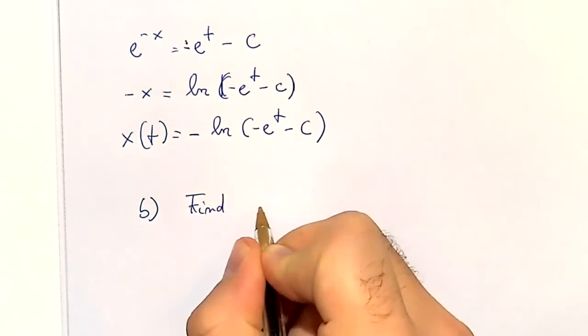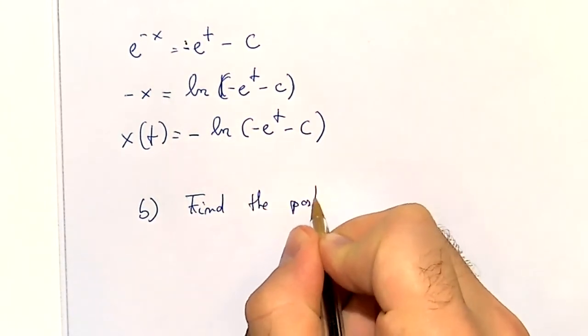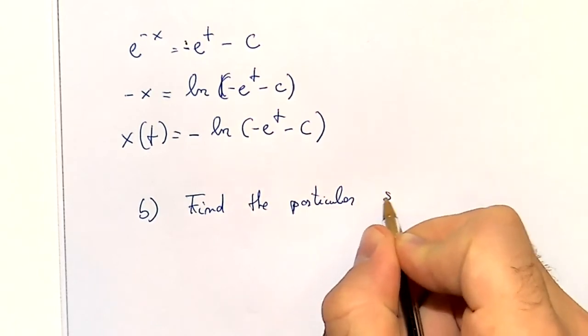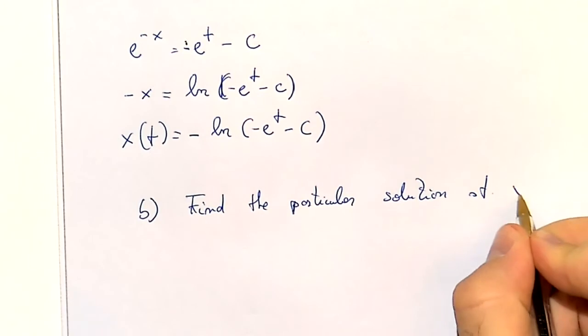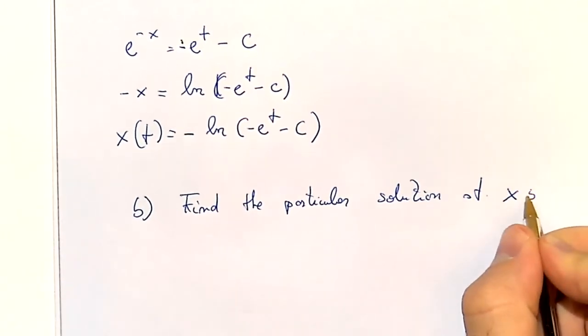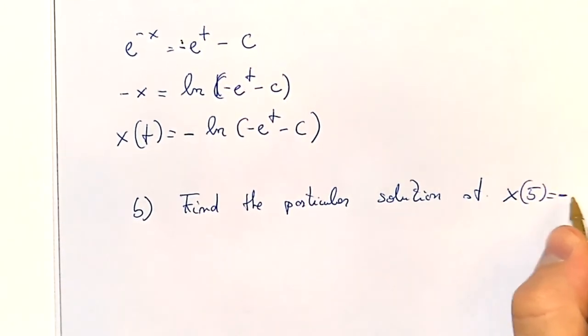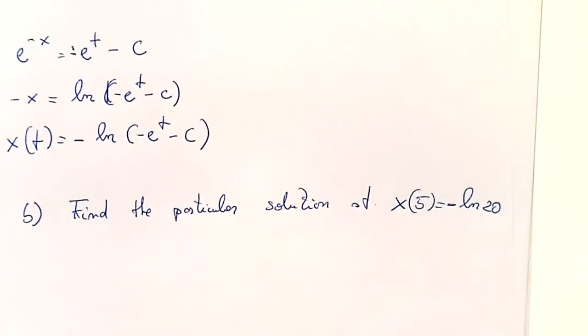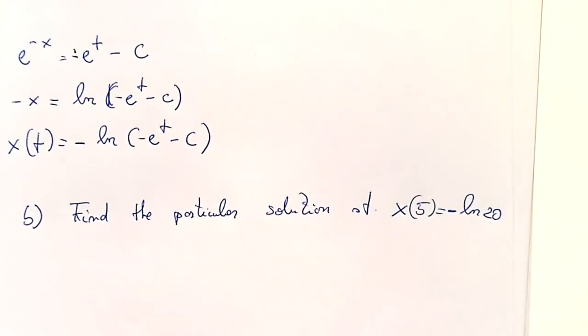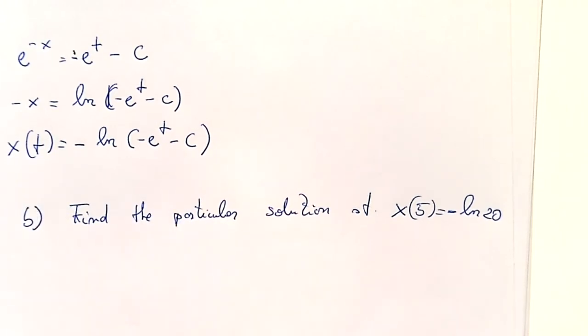Find the particular solution such that x of 5 is equal to, I'll make it simple for myself, minus log of 20. Okay. And again, just like in the linear case, all you have to do after you have computed x of t is just replace the t.